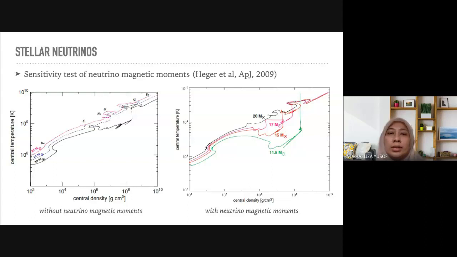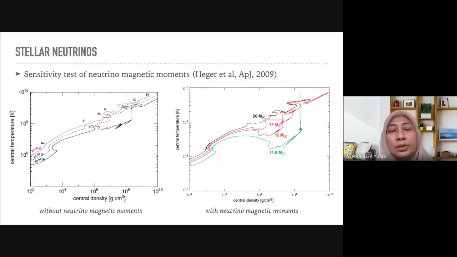So he tested the neutrino magnetic moment, and now the track diverges a bit compared to the original one. Although the mass is slightly different, I think he tested it to see the effect. When he tested the effect of the magnetic moment, you can see that the star becomes a bit cooler compared to the normal evolution. This is due to neutrino cooling.